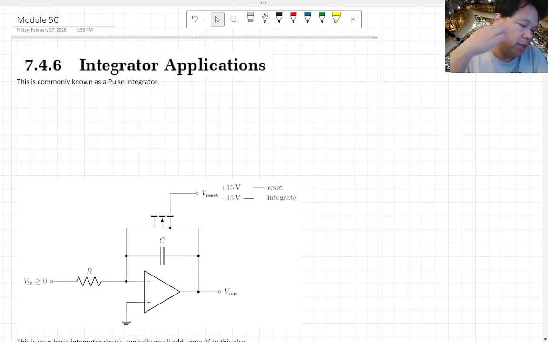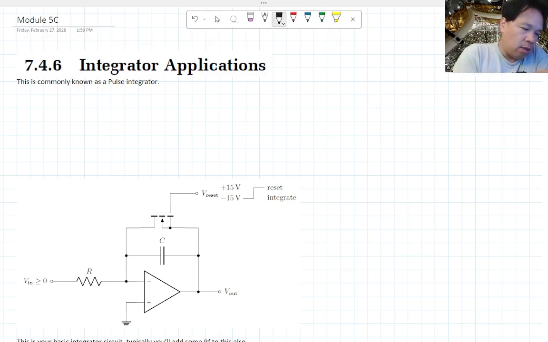But let's wrap up the integrator, which is the amplifier we talked about last time. This is known as a pulse integrator, and you're going to see why this is very useful in a lot of experiments. The reason it's called a pulse integrator is that in a lot of instruments, the signal that comes out doesn't come out as sine waves or cosine waves. It comes out as pulses, so you just get this one jump and then it goes back down.